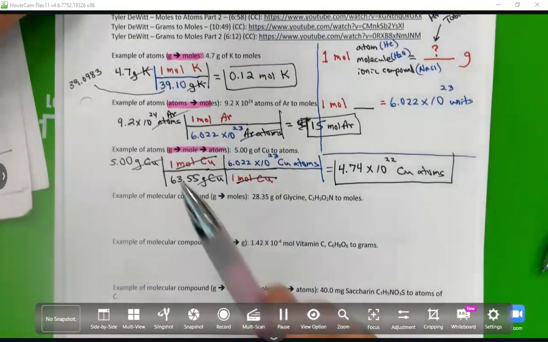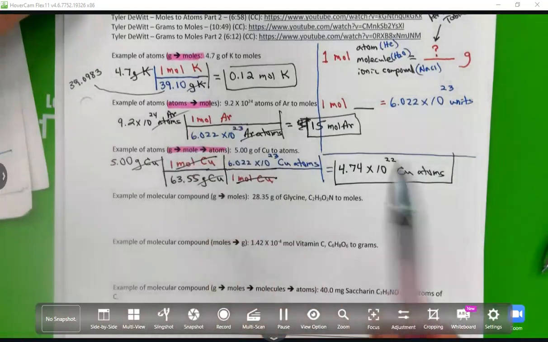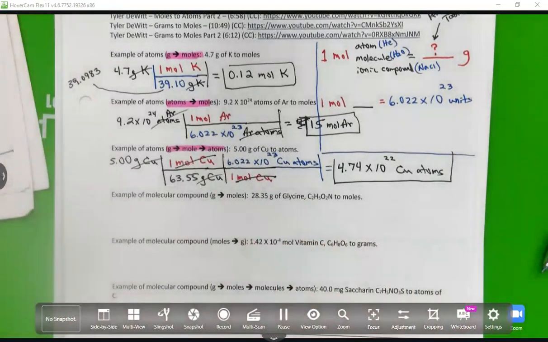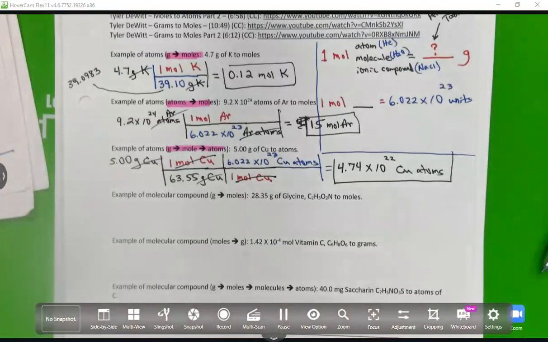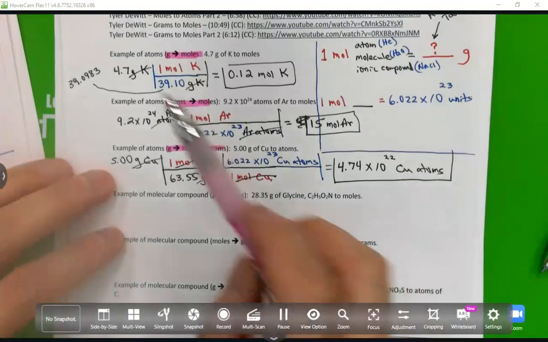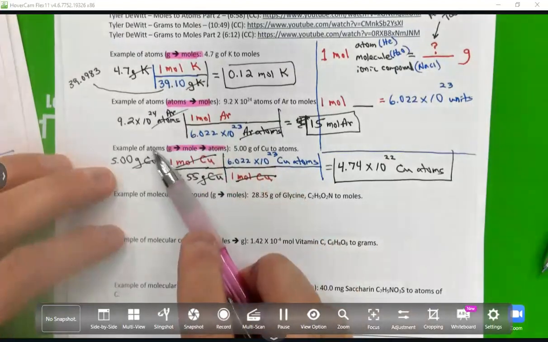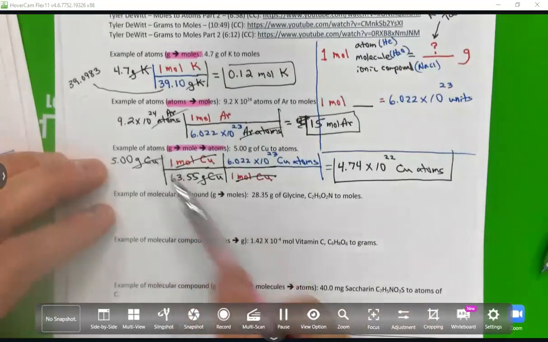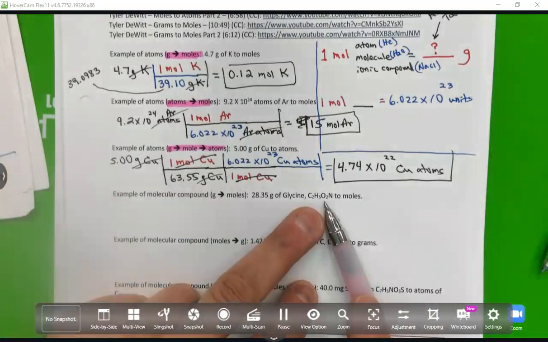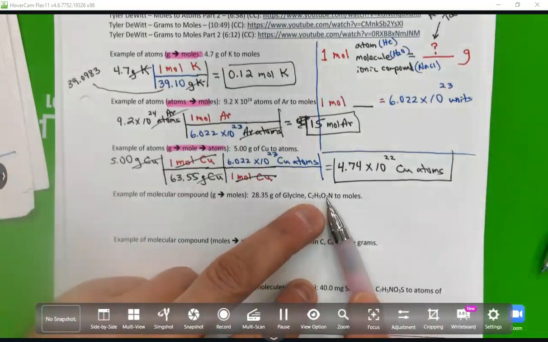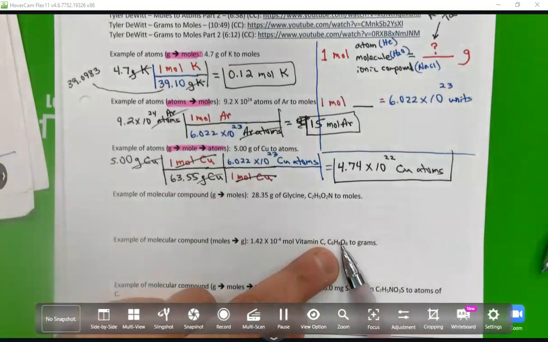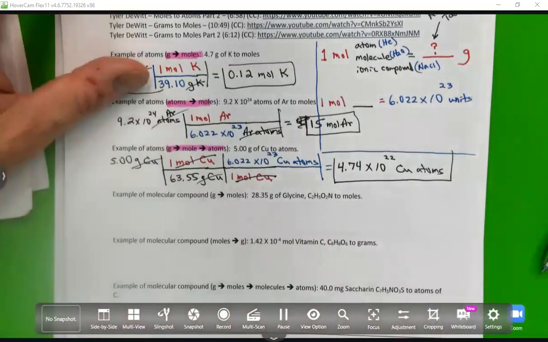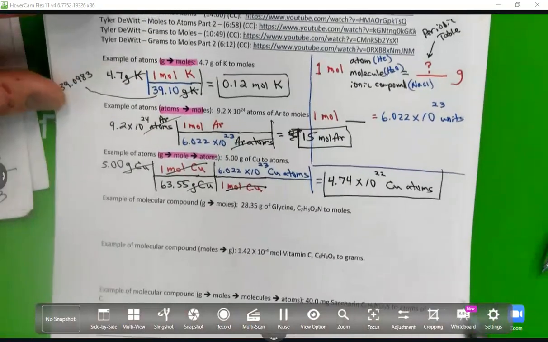Now notice up here, we haven't done any molecules or formula units, correct? Just atoms. We've used the term atoms, atoms, atoms. But glycine, we would use the term molecules. This is molecules, it's full of nonmetals. Molecules, molecules.